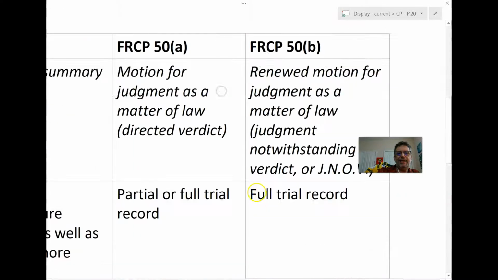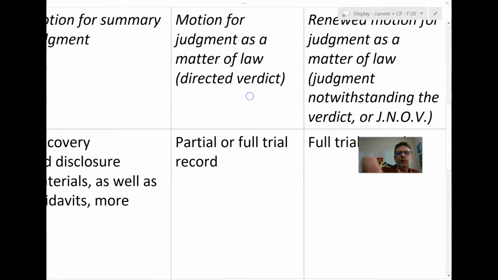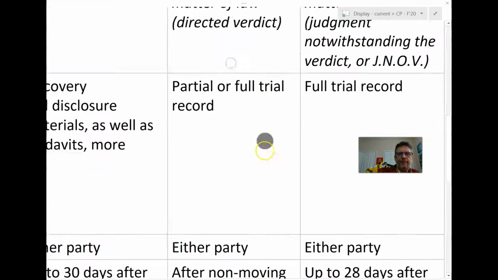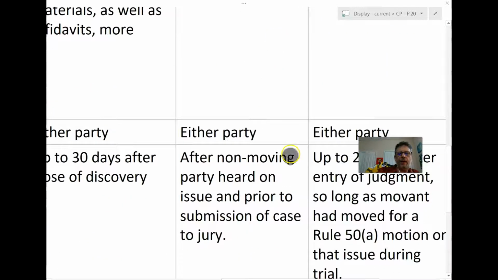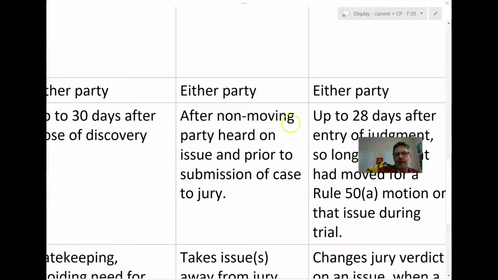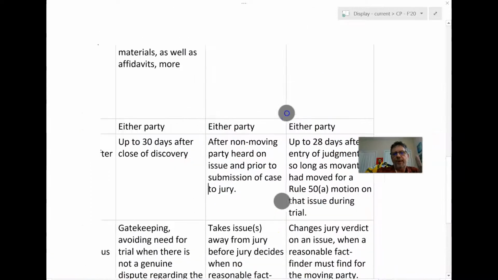The idea here is motion as a judgment as a matter of law, also known as directed verdict. This can be done after the non-moving party's been heard on the issue and prior to submission of the case to a jury. So like, well, what would that mean?